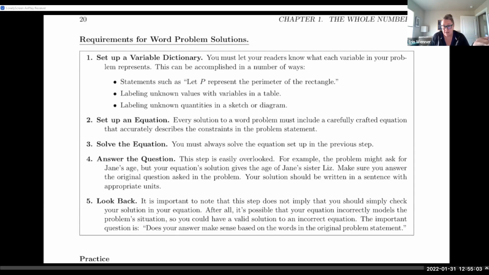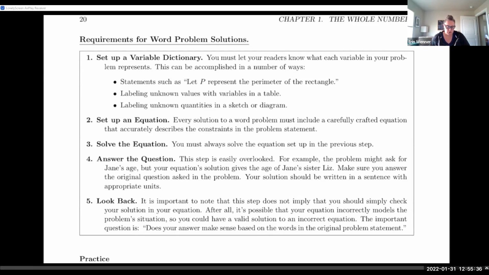Then you got to solve it, right? Clearly, we're trying to solve it. And then you have your answer. This step is easily overlooked. So for example, the problem might ask for Jane's age, but your equation solution gives the age of Jane's sister Liz. So you want to check back and make sure, did you actually answer the correct question, or is there something more that you need to do? And then again, you want to look back and ask, does your answer make sense based upon the words in the original statement?